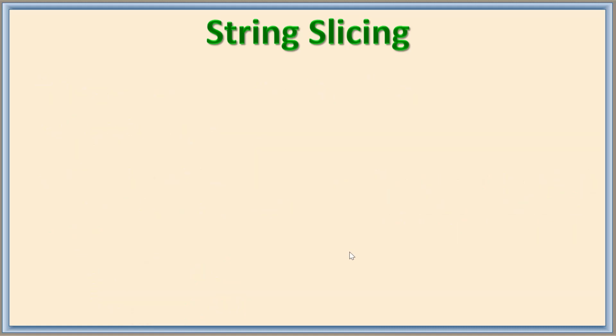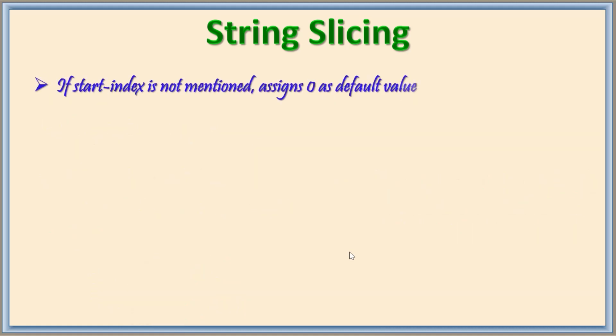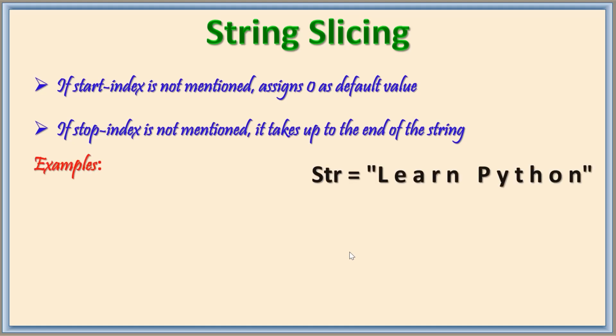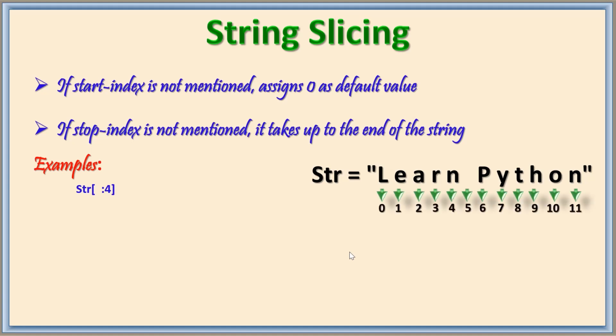Let us understand a little more. If the start index is not mentioned, it assigns 0 as the default value. If the stop index is not mentioned, it takes up to the end of the string. Let us see some examples. We will have the same str is equal to "learn Python". str[:4], that is, start is not mentioned. It means it will take from 0. So from index 0 to 3 it will take, 4 is not included, we know already. So LEAR will be the output.